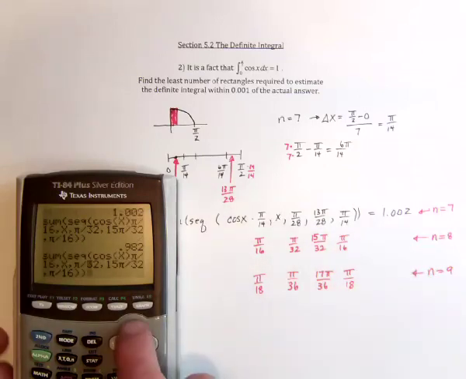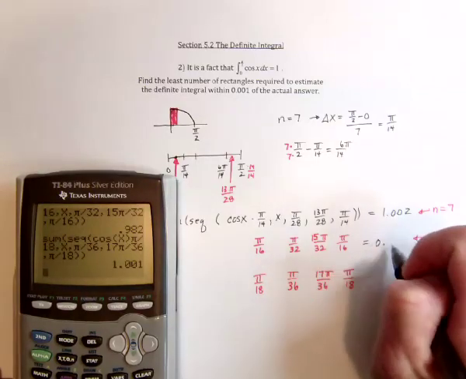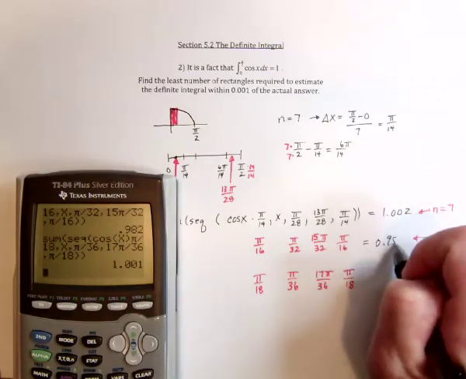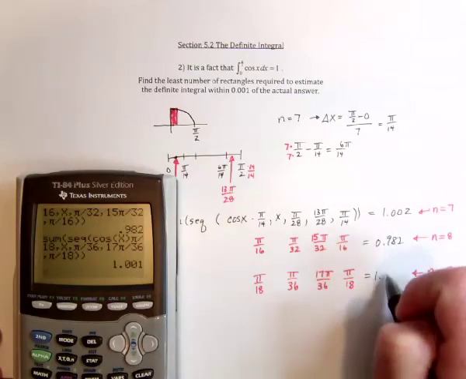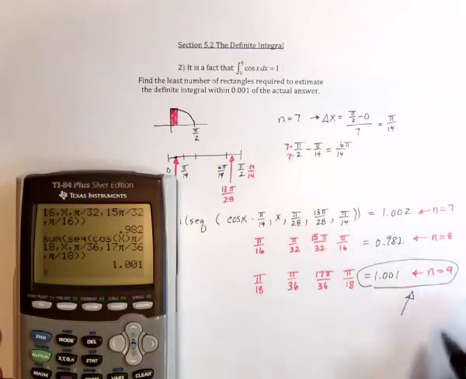Second enter, and this is an 18, this is a 36, an odd number over 36, and this is an 18. 1.001, come on, yes. Okay, so for a sense of completion, this was a 0.982, and this one was 1.001. So there's the answer. 9 rectangles needed.